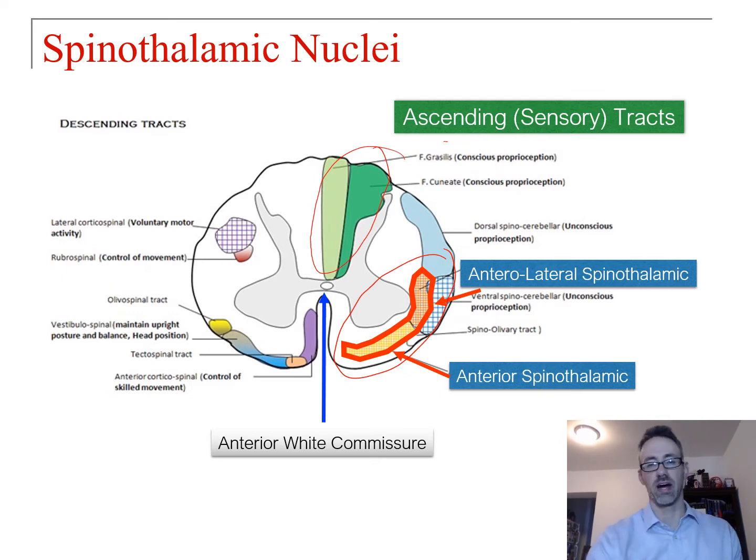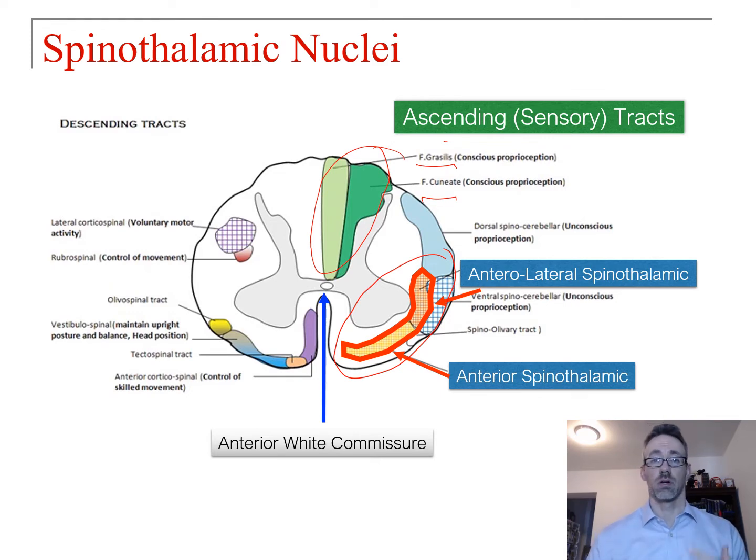All right, it's divided into what we call the gracilis and the cuneatus, which again, we don't need to know for our purposes here, but we need to know that that's the dorsal column. That dorsal column will be carrying that information for touch, proprioception, and vibration. The anterolateral will be carrying pain and temperature, so they're separated from each other in the spinal cord.